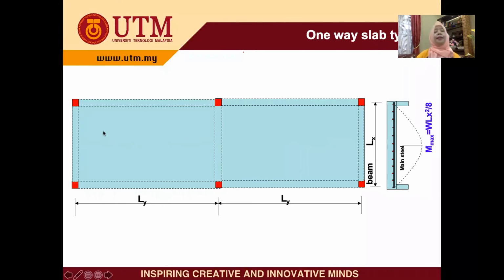Again, this is the slab, two slab panels. Again, we need to check Ly over Lx. If Ly over Lx is greater than 2, you need to imagine the pattern of crack. For the first panel, the crack must be in this direction, and the second slab also in this direction. Therefore, we need a steel to avoid this crack, in this direction and also in this direction.